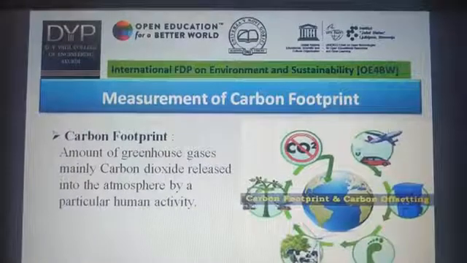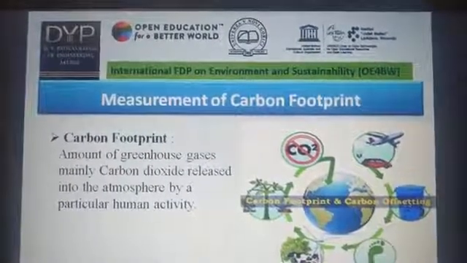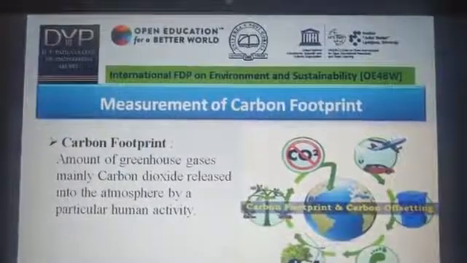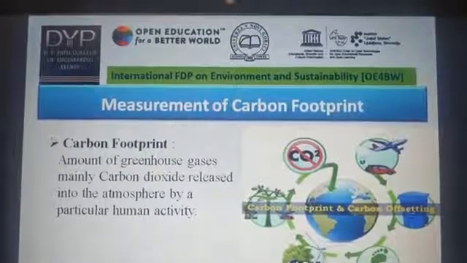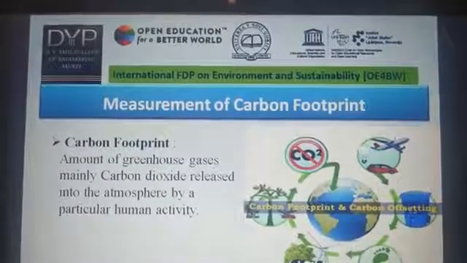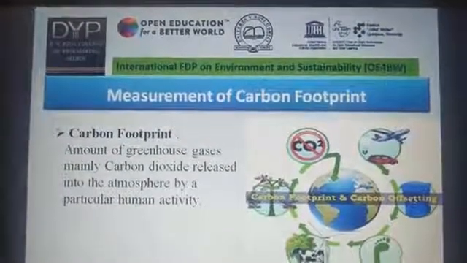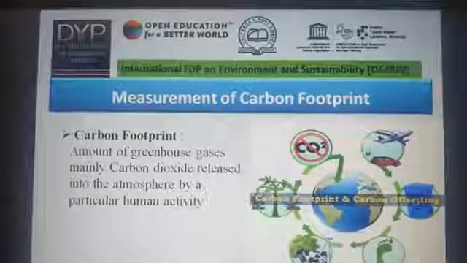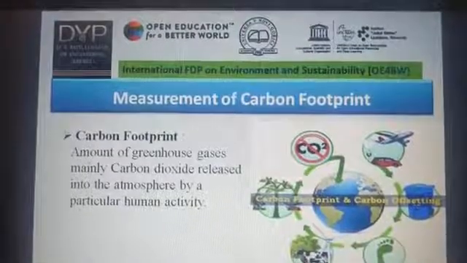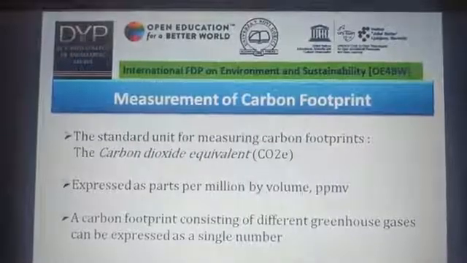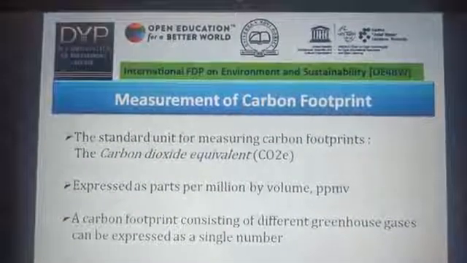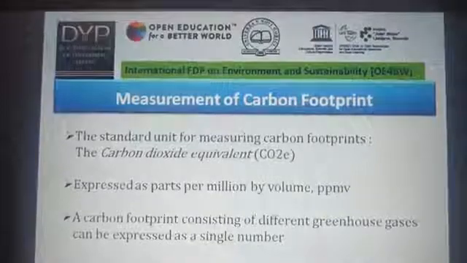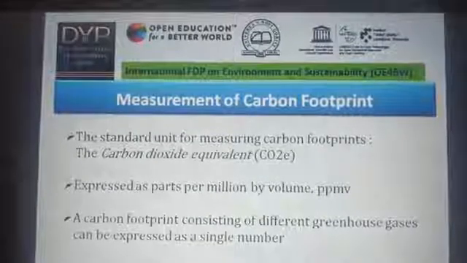Fine. Now, the next topic is carbon footprint. What is carbon footprint? It is the amount of greenhouse gases, mainly carbon dioxide, released into the atmosphere by a particular human activity. Now these different greenhouse gases have a hazardous impact on Mother Earth, and hence it is essentially needed that such impact should be measured with a proper metric. The standard unit for measurement of carbon footprint is carbon dioxide equivalent, also called CO2e. It is expressed as parts per million by volume, that is ppmv.